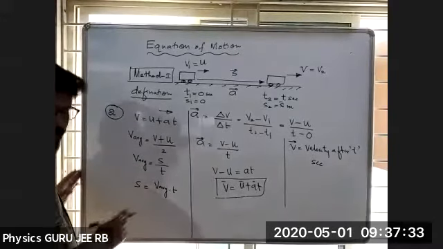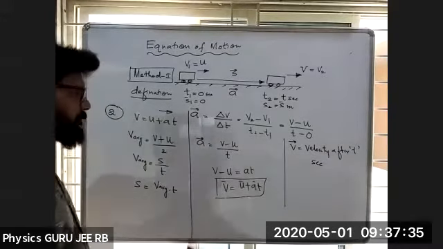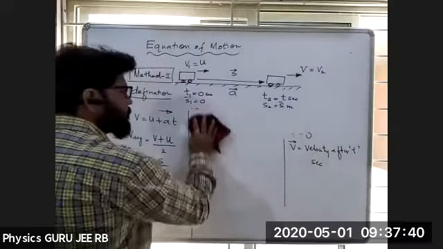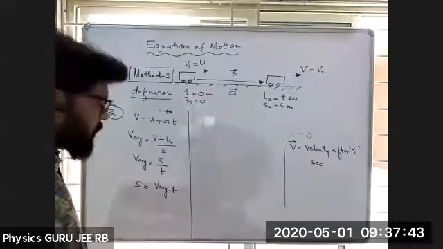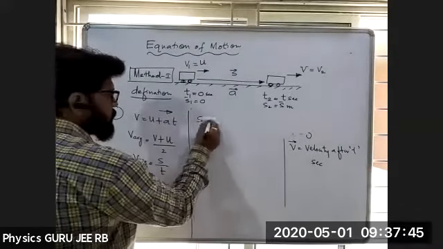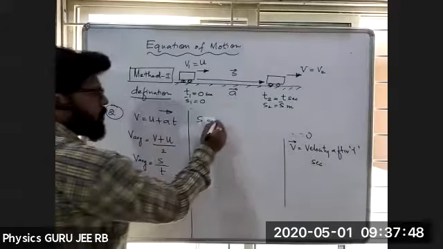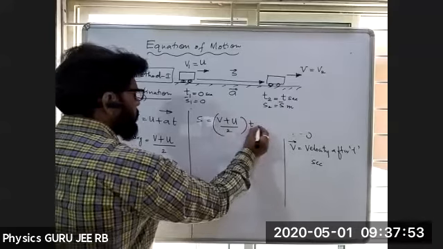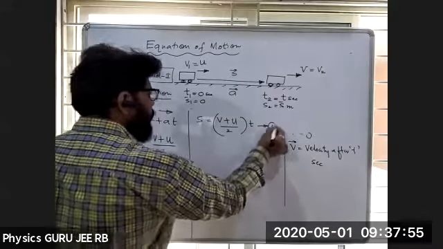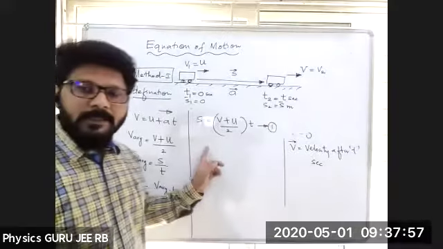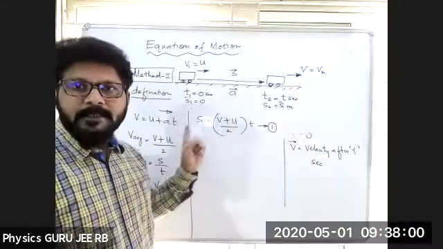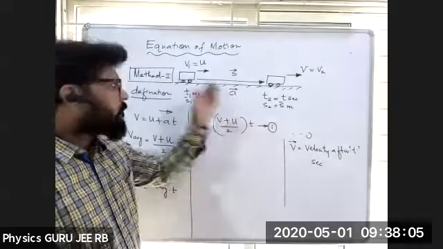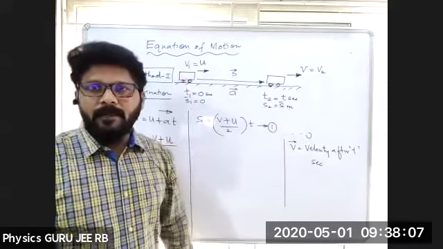Then if I want s equal to average velocity into time, I take this and substitute in the equation. Here s is equal to average velocity, v plus u divided by 2, into t. Let me take it as equation number 1. This is the displacement during the total journey of this body from the starting to the final point.